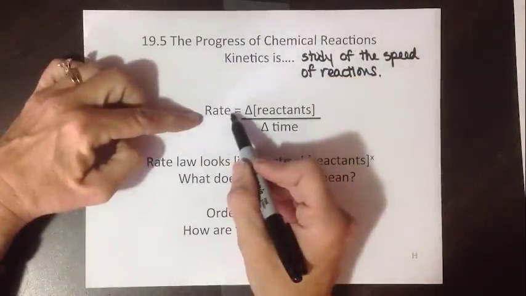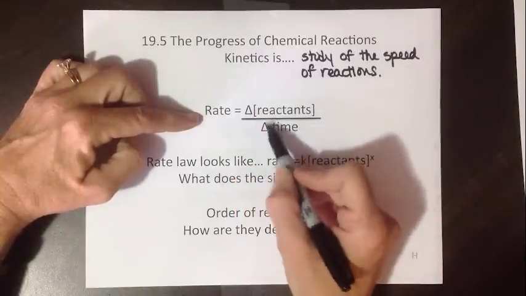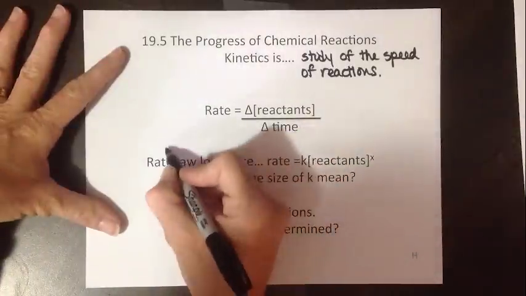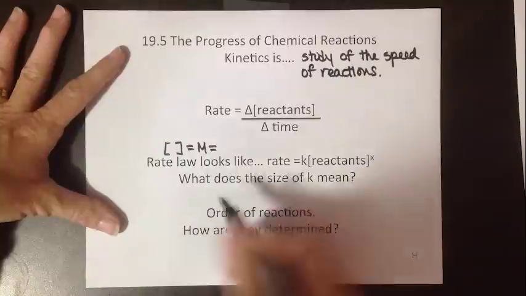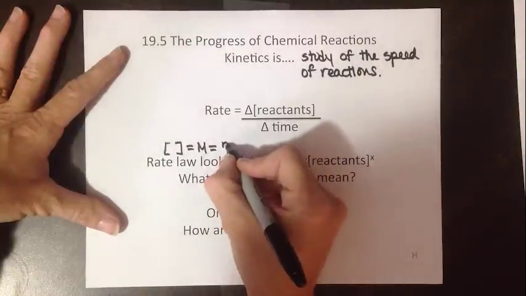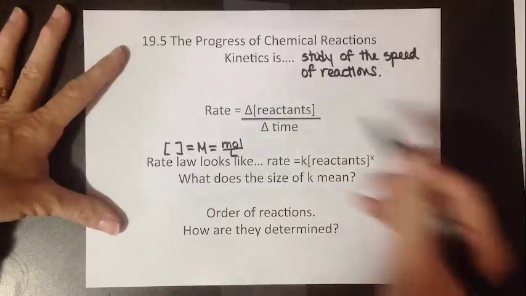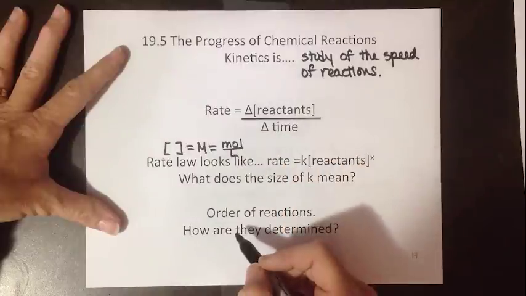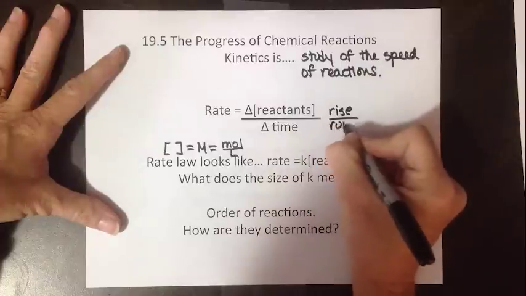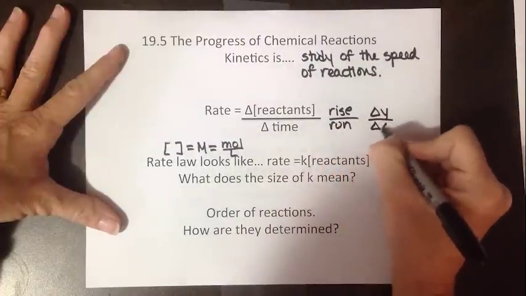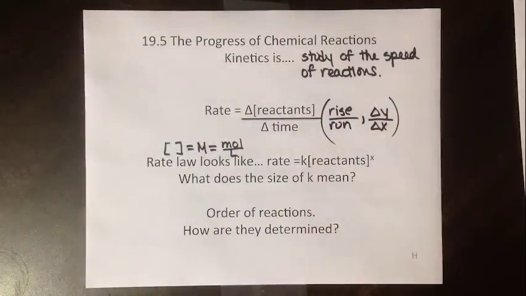So rate is equal to the change in the concentration of the reactants over the change in time. Just like in chapter 18, brackets stand for molarity, which stands for moles per liter. So change in reactants over change in time is going to be kind of like rise over run, or change in y over change in x. That's all just algebra, so I'm just going to put in parentheses. It's good to have in your back pocket.